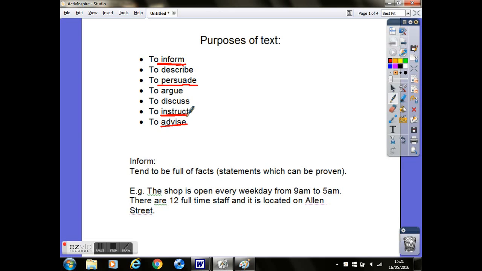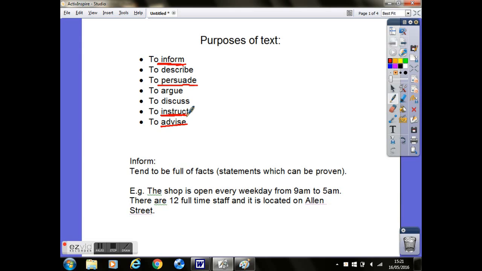But what we're going to do is we're going to go through each one in a bit more detail, just so you can get an idea of what to look for when you get asked this question. What are the little signs that can help you decide basically which one you think it's going to be, or what the actual purpose of that text is.